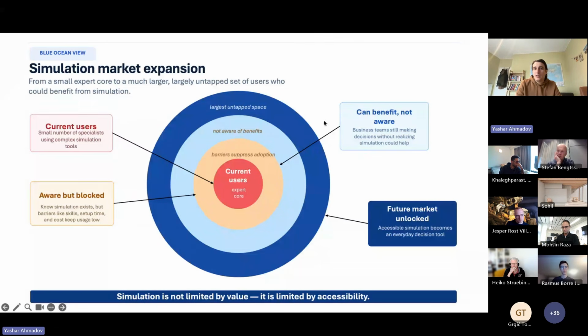And lastly, we have the biggest one, the largest and untapped space. If we can make this simulation accessible as an everyday decision tool, we can potentially multiply our user base by 100x or 1000x or even bigger, right? That being said, simulation is not limited by value. It's limited by accessibility. How easy is it to access? And frankly speaking, it's not accessible right now, especially for the people in the layer that are aware, would love to use it, but cannot use it.